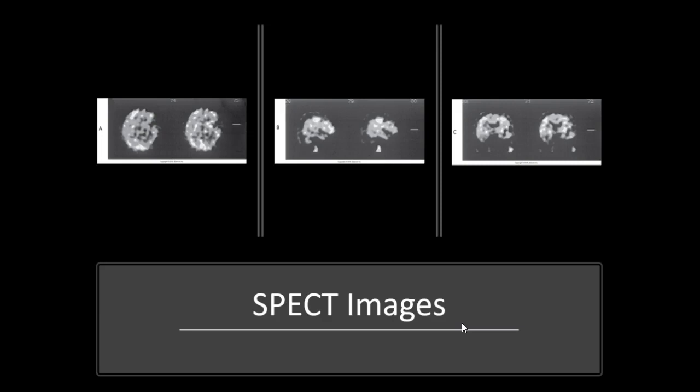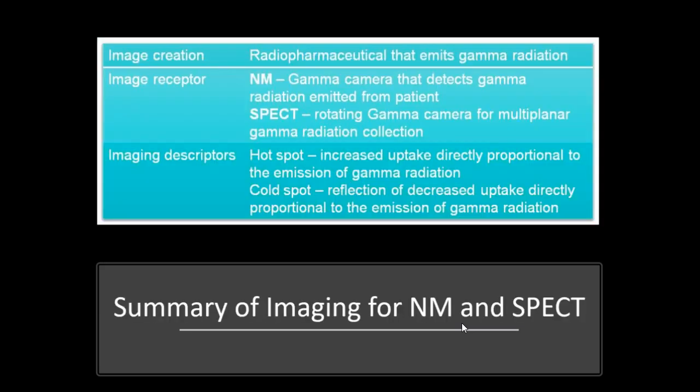And here's some SPECT images. Hard to tell, huh? All right, so summary. Image creation: a radiopharmaceutical that emits gamma radiation, and the image receptor is a gamma camera. In SPECT, it's a rotating gamma camera, and we look for hot spots and cold spots within the patient.